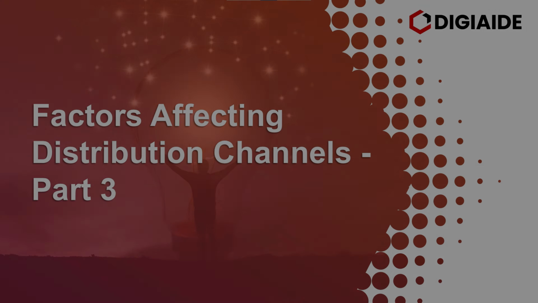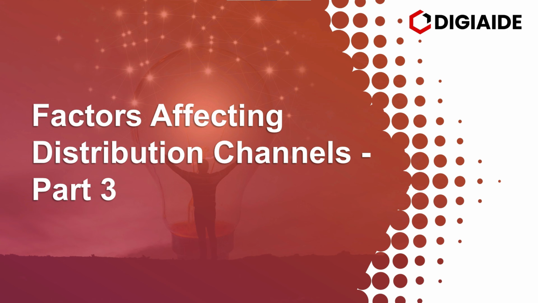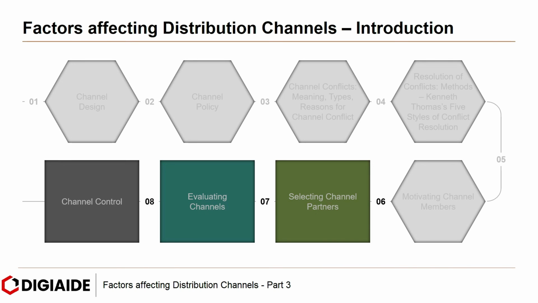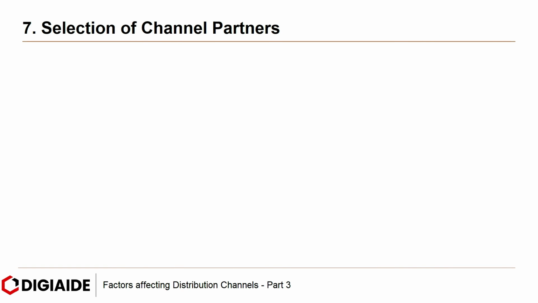In this video, we are going to cover the topic on factors affecting distribution channel, part 3, the final part. In the earlier 2 parts, we covered 6 factors. Let's start with the 7th factor in this video, which is selection of channel partners.